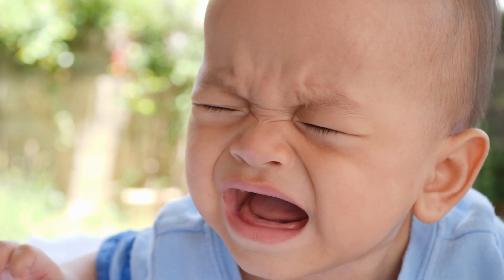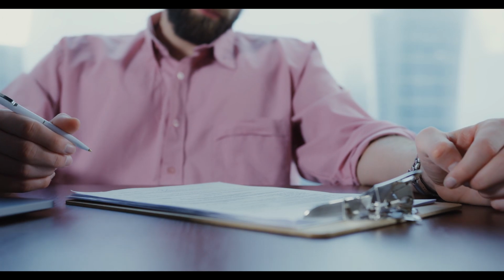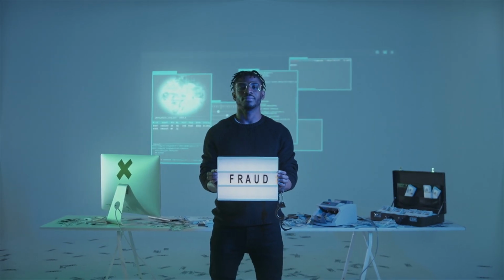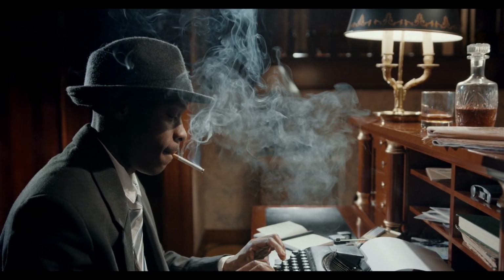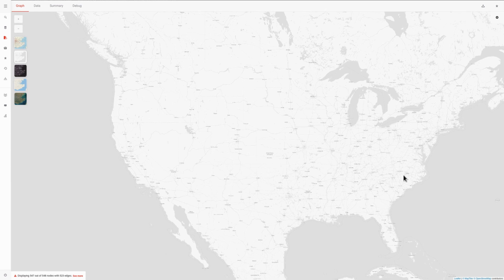Sometimes children aren't the only ones getting robbed of their lunch money. Financial institutions suffer almost $30 billion in losses annually to fraud. Let's put ourselves in the shoes of an investigator. We live in the United States and our job is to identify which transactions are fraudulent.